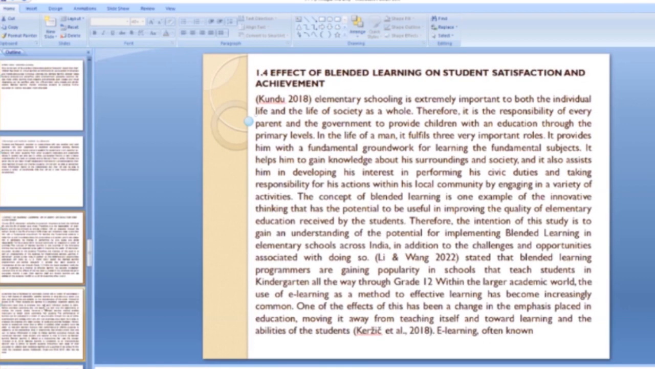Effects of blended learning on students: elementary schooling is extremely important to both the individual life and the life of society. Therefore, it is a responsibility for every parent and government to provide children with education through the primary level. In the life of man, it fulfills three important roles. It provides him with the fundamental groundwork for learning the fundamental subjects. It helps him to gain knowledge about the surroundings and society. And it also helps him in performing his civic duties and taking responsibility or action within the local community by engaging in a variety of activities.